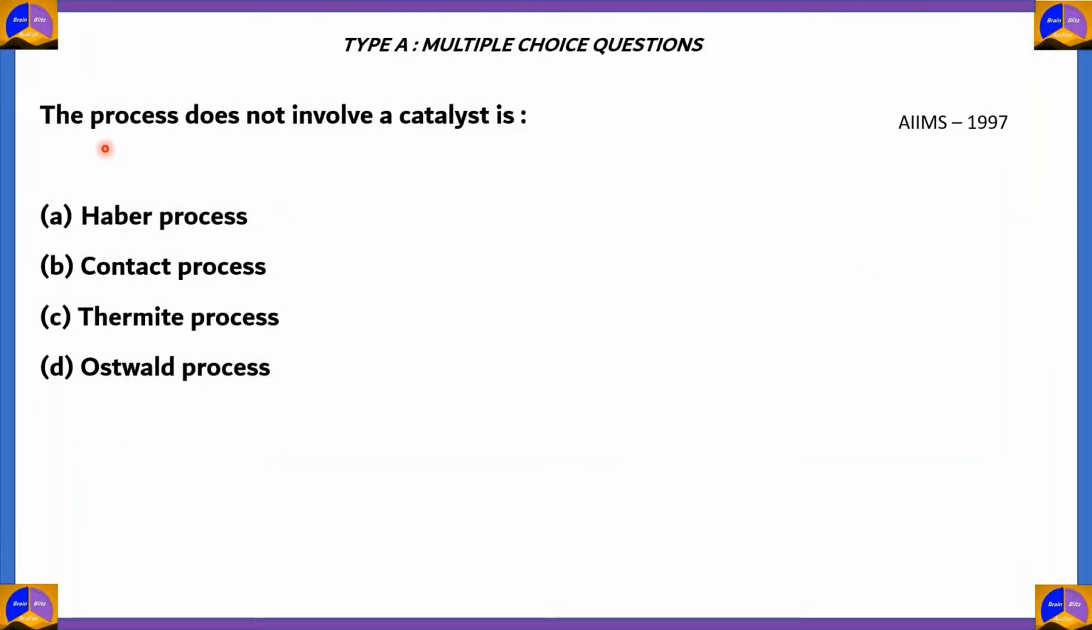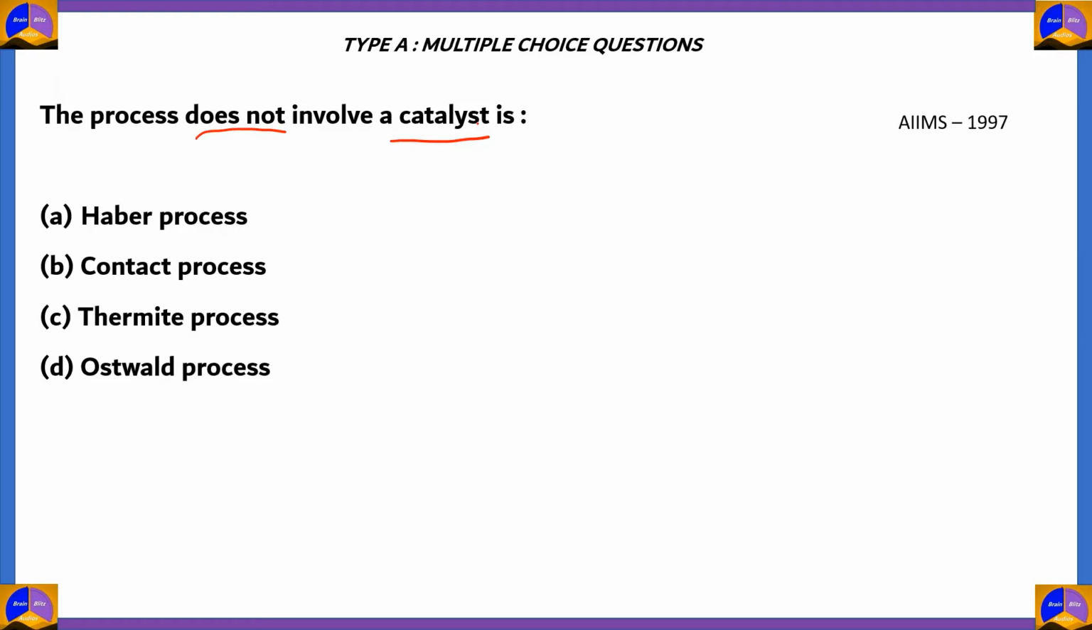So this is the first question. The process among the following which does not involve a catalyst is A. Haber's process, B. contact process, C. Thermite process, D. Ostwald process. So we need to write down their reactions and find out which of these does not involve a catalyst. Again, does not involve a catalyst.